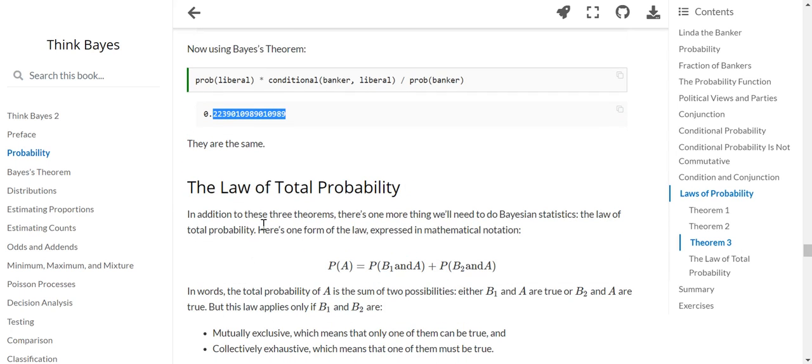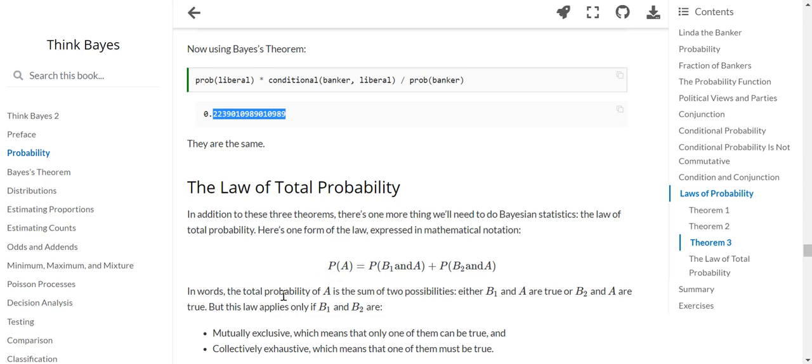And finally, the law of total probability. In addition to these three theorems, there's one more thing that we'll need to do: Bayesian statistics. The law of total probability. Here's one form of the law expressed in mathematical notation. Okay, so P of A is P of B1 and A plus P of B2 and A.